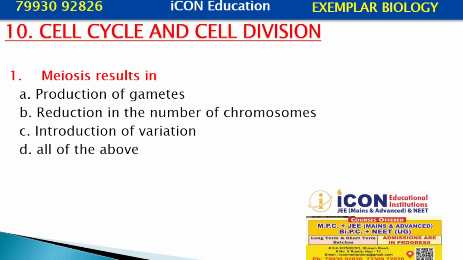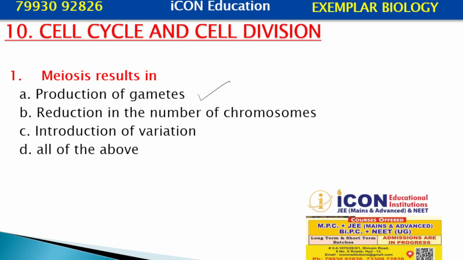Question number 1. Meiosis results in. Let us see the options. Meiosis results in production of gametes. Yes, it is a correct answer because we know that meiosis occurs in meiocytes. Meiocytes are the mother cells. Mother cells, by the reduction division, are going to form gametes.